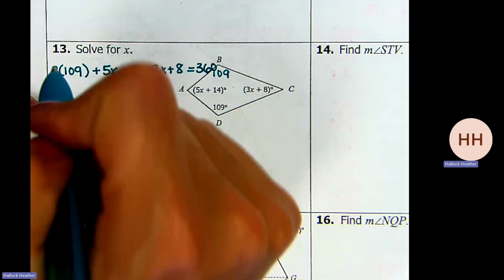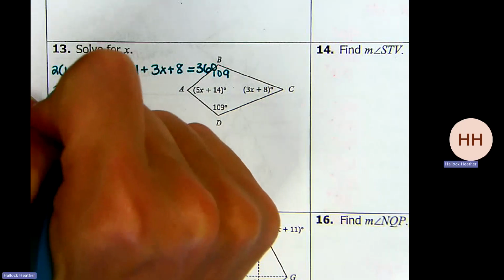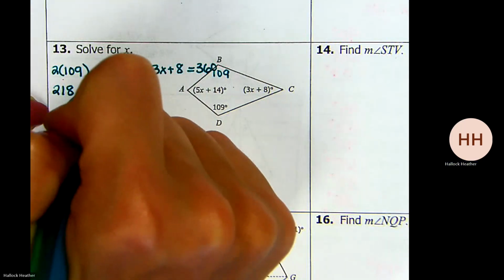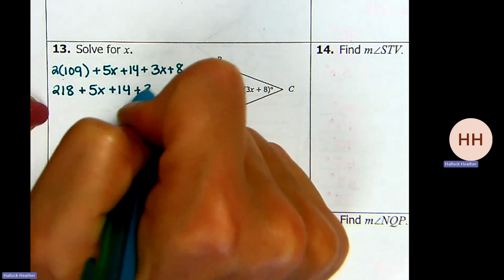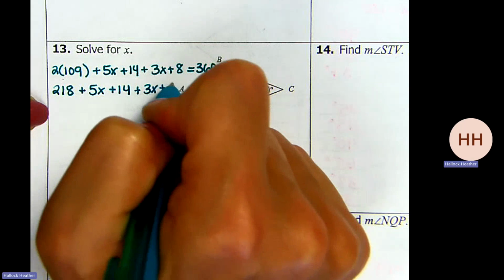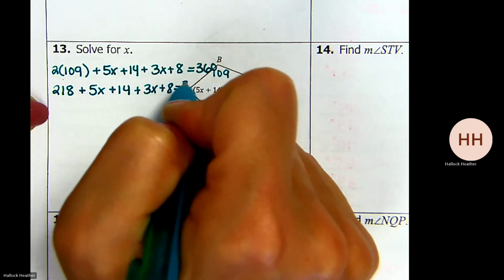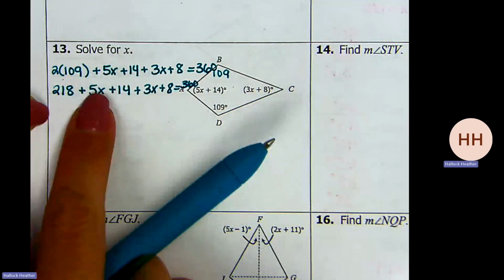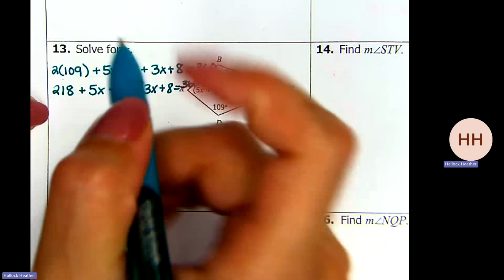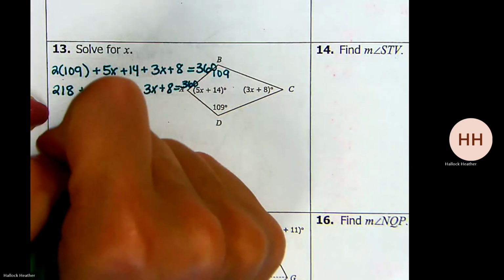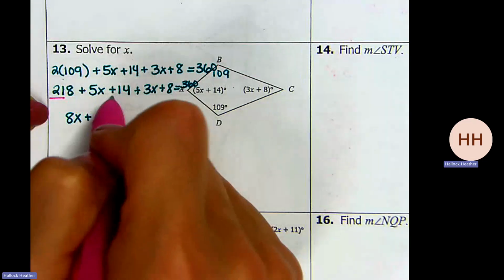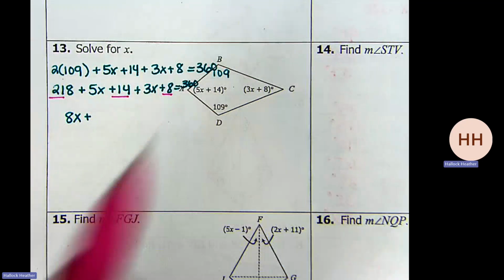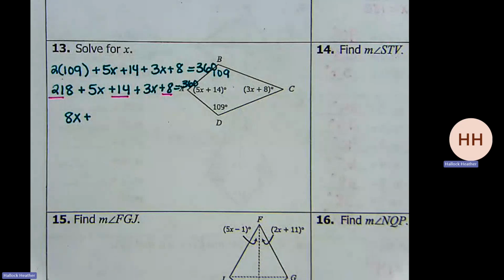So 2 times 109 is 218. I'm going to bring down everything else. You can combine things right away if you want. If I combine my x's, 5x and 3x makes 8x. If I combine all my numbers, I have 218, 14, and 8. The nice thing is they're all positive, so I don't even have to worry about them being ugly.